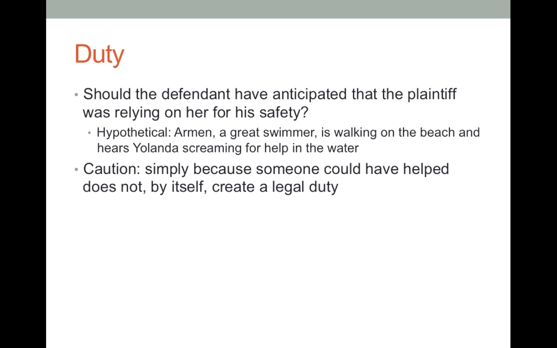A Los Angeles court, and then on appeal it was affirmed, ruled that the phone company should not anticipate that people in the vicinity of its payphones were relying on the phone company to manage the physical safety of people in those areas. There was no duty owed, and therefore there was no breach of duty, and therefore the phone company was not liable for that person's injuries. Therefore, be careful. Simply because someone could have helped does not by itself create a legal duty.